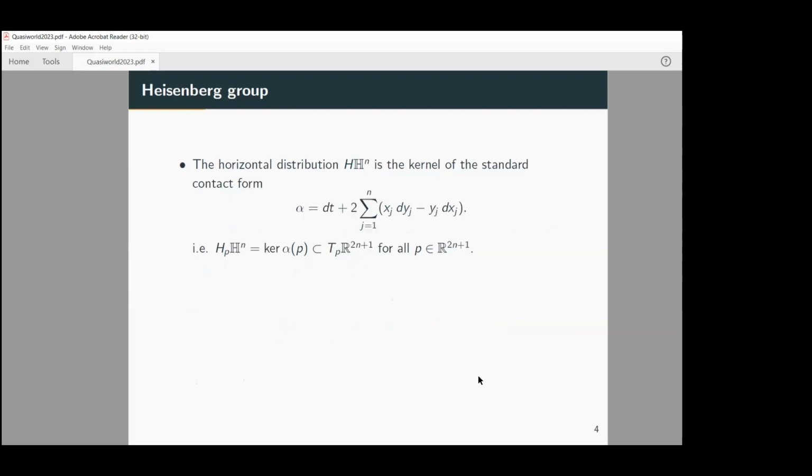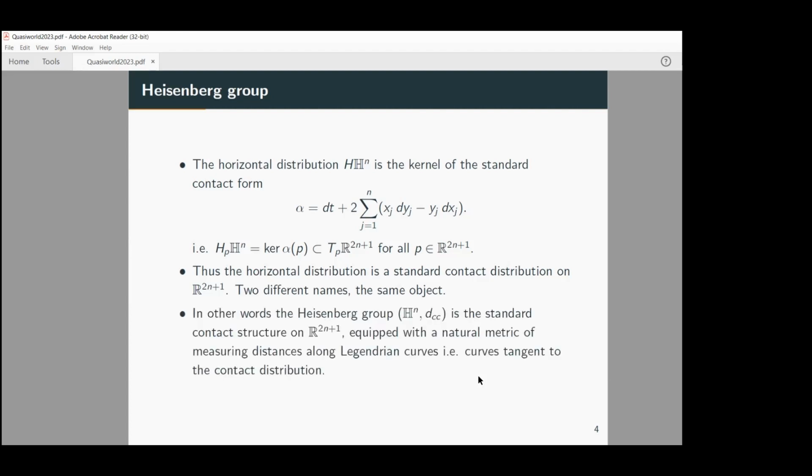And it turns out that this horizontal distribution is exactly the kernel of the standard contact form. This is a one form on the 2n+1 dimensional tangent bundle. The kernel will be 2n dimensional, and the form vanishes on a vector if and only if the vector is in the horizontal distribution. In other words, the horizontal distribution is nothing else but the standard contact structure on R^{2n+1}. So we have two different names, but the same object. It depends on who's working on this problem, whether people are interested in the Heisenberg group or in contact geometry, but that's the same object.